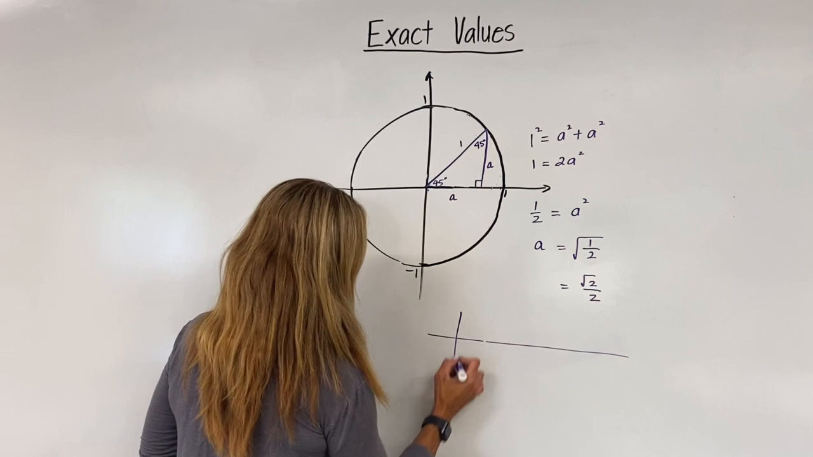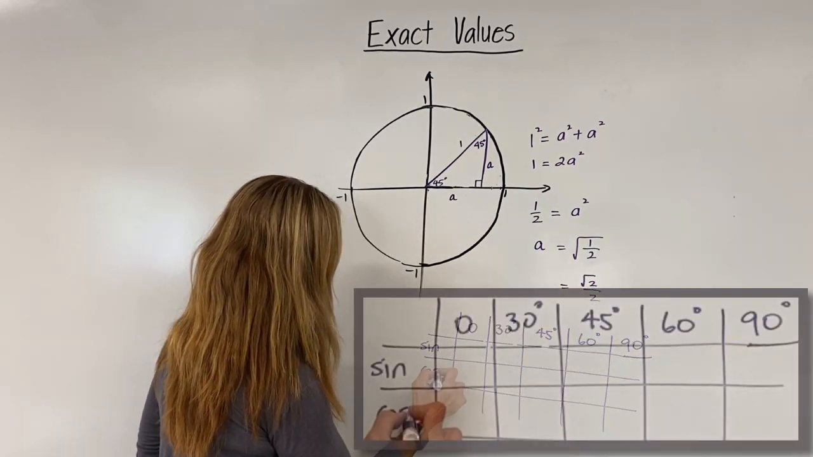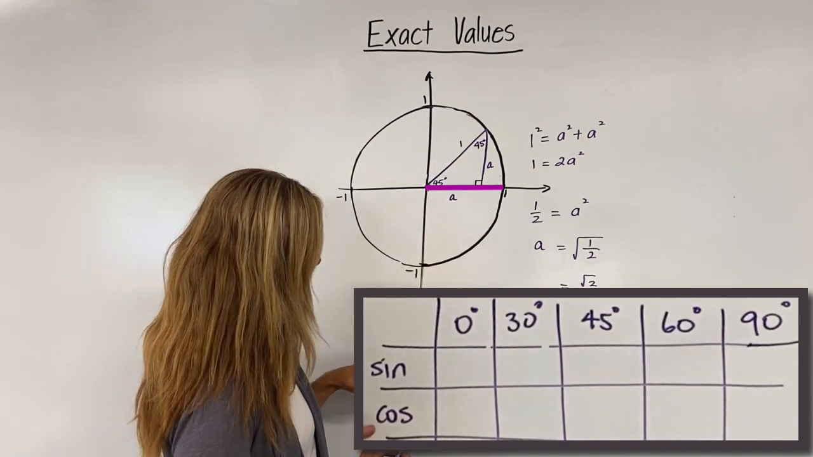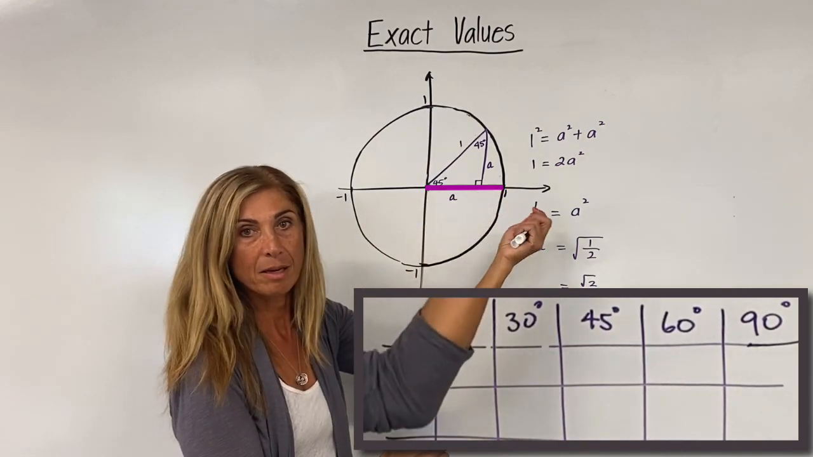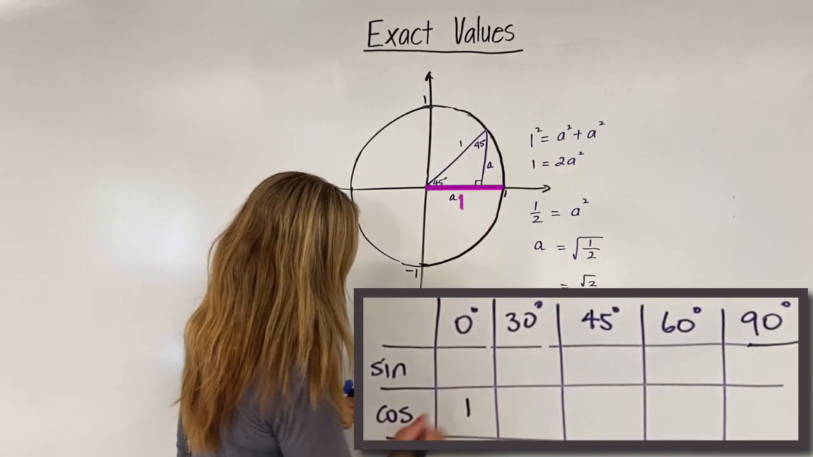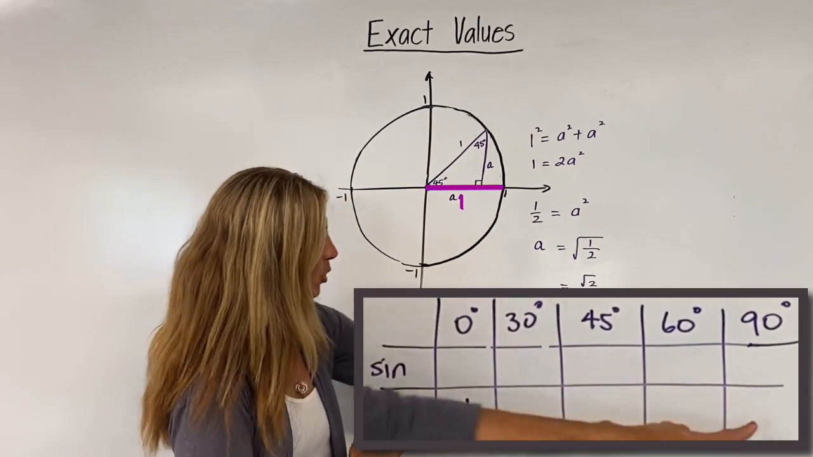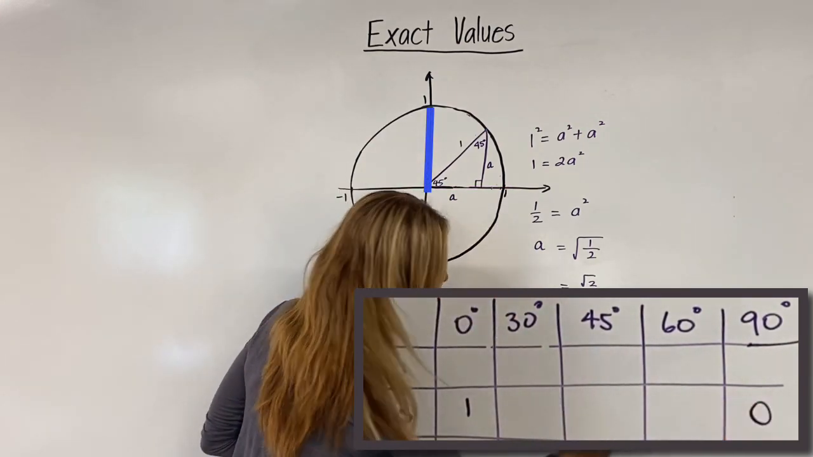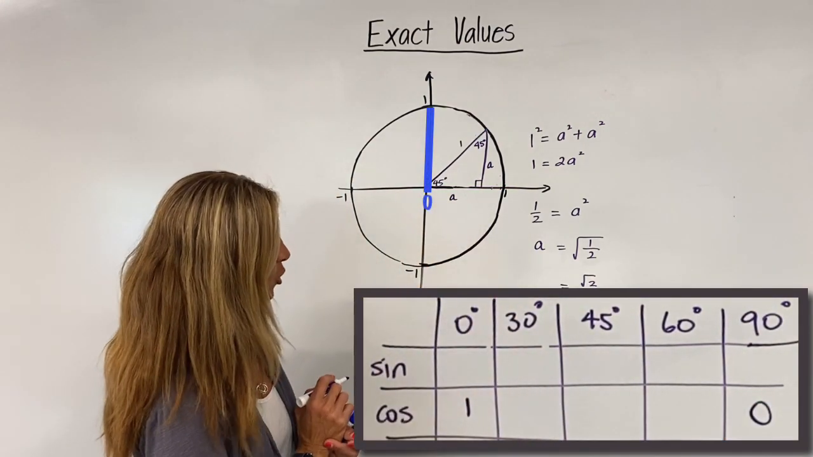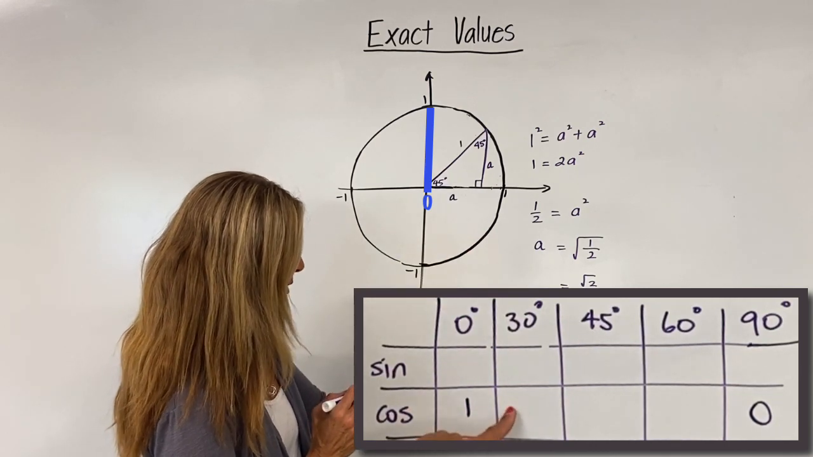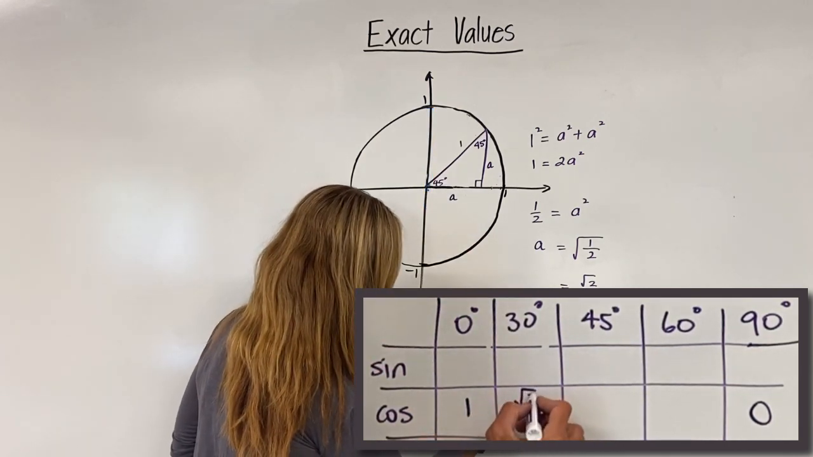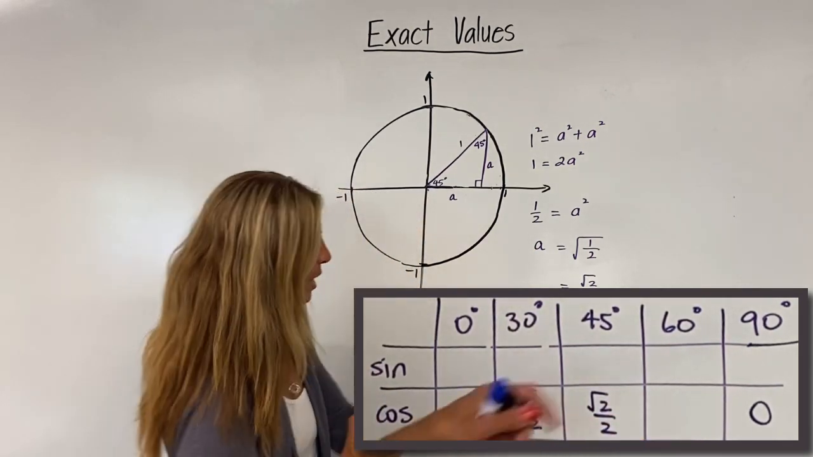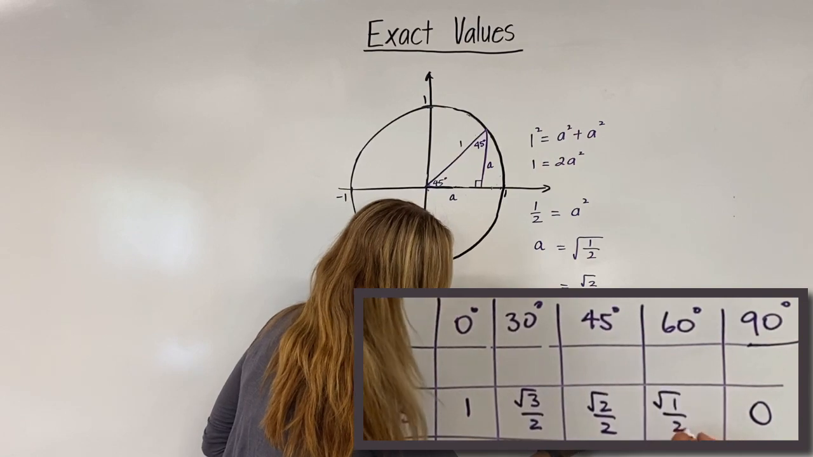You'll notice we just determined in a triangle with an angle of 0 degrees, our horizontal measurement, cosine, is the length of that radius, which is 1, and we know our horizontal measurement when the angle is 90. We don't have much of a triangle. Our horizontal measurement is 0. We just determined that at 30 degrees, the horizontal value is radical 3 over 2. At 45 degrees, the horizontal value is radical 2 over 2. And at 60 degrees, we have radical 1 over 2.